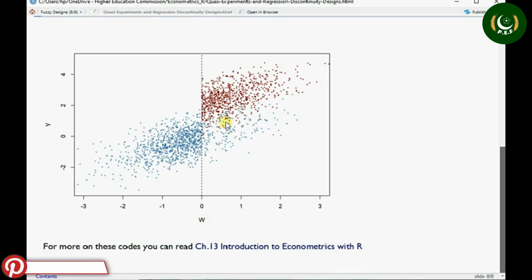I have taken these commands from the book Introduction to Econometrics with R by Stock and Watson. You can click here and get all this material from there.